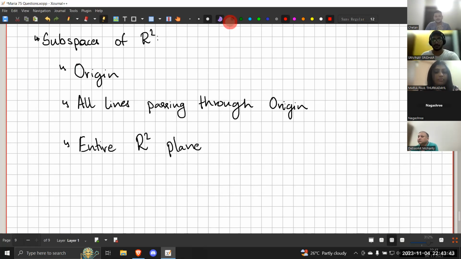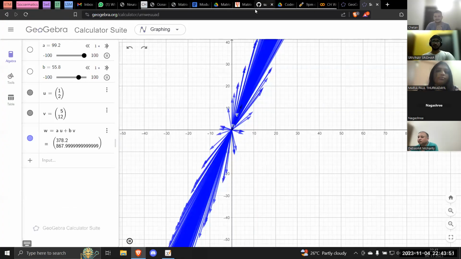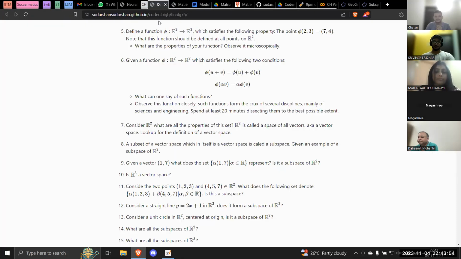I hope this part is clear to everyone. We discussed from the basics. We built everything till this point. Now can we move on to the next question? Given a vector (1, 7), what does alpha times (1, 7) represent? Is it a subspace of R²? We have discussed this. Can anyone answer? We've already discussed it when we were discussing subspaces. Is this a subspace?